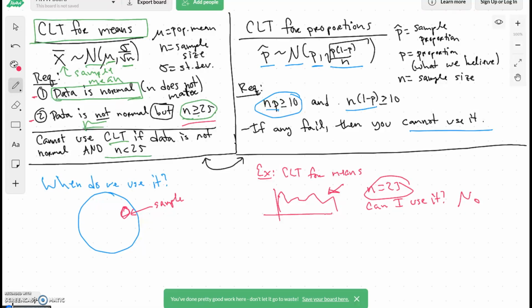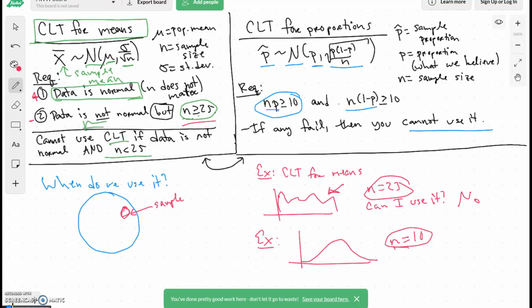Now let's say instead my data is normal. My data in fact is normal, but n equals 10. So can I use it or can I not use it? Well, let's go back to the requirements. We have that the data is normal, but notice that n is less than 25. So what should we use?